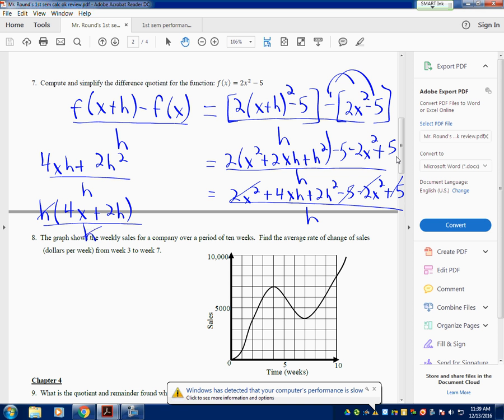So what you'll find out in calculus is that the 4x plus 2h is the equation of the derivative of this function 2x squared minus 5. We'll learn that next year. But this difference quotient is very important. It's important that you can do the algebra that I've gone through with this for any common function that we've seen in here, the rational function, quadratic, linear. That's number 7.